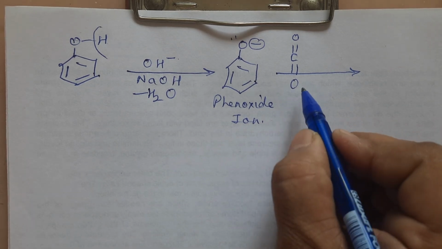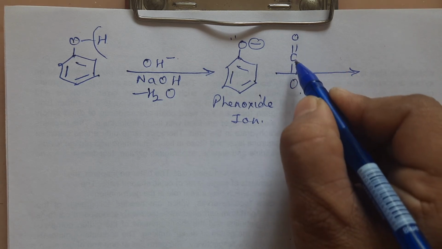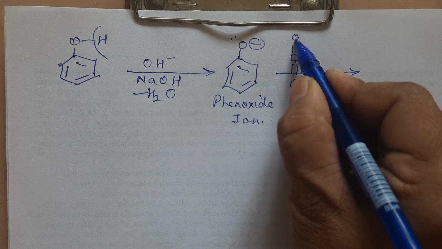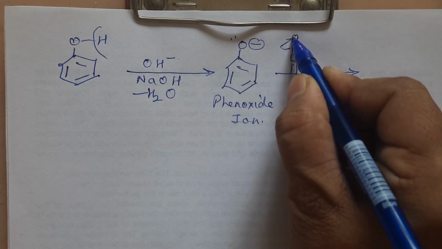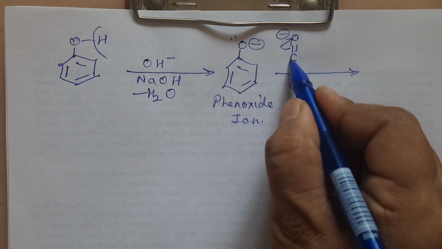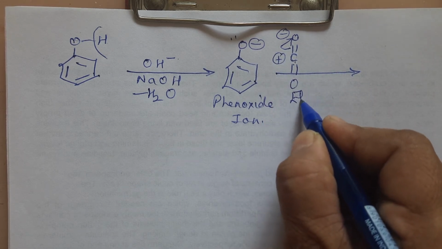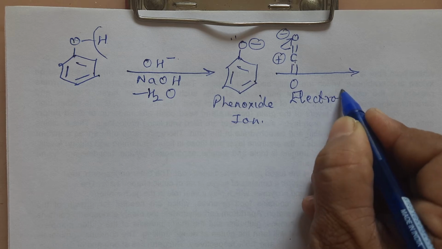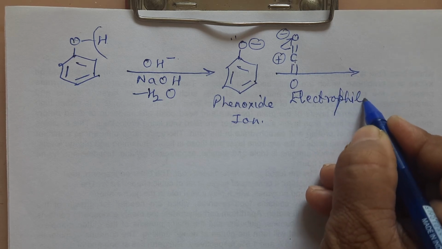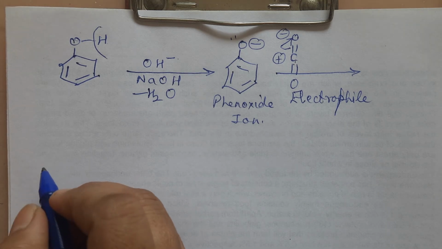So what happens in the presence of carbon dioxide? In carbon dioxide, there is a double bond between carbon and oxygen. Oxygen is more electronegative, so it will try to pull the pi electron pair toward itself, and this will get a negative charge, and carbon will get a positive charge. So carbon gets a positive charge, which means it is acting as an electrophile. Electrophile means it is electron loving. On the carbon atom there is a positive charge, so it is electron loving. Like in Reimer-Tiemann, the next step is the same.